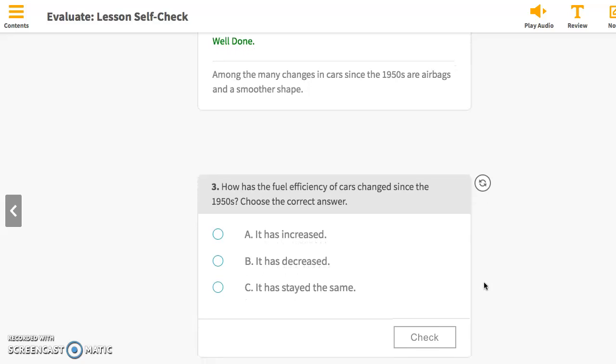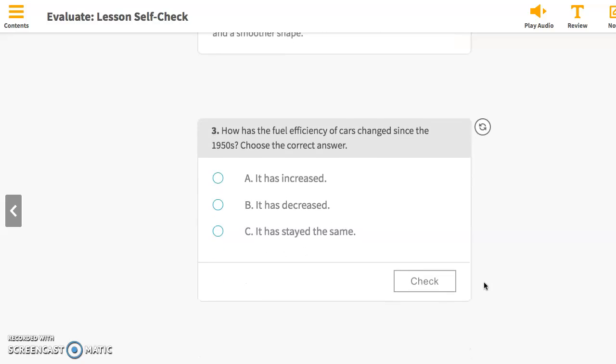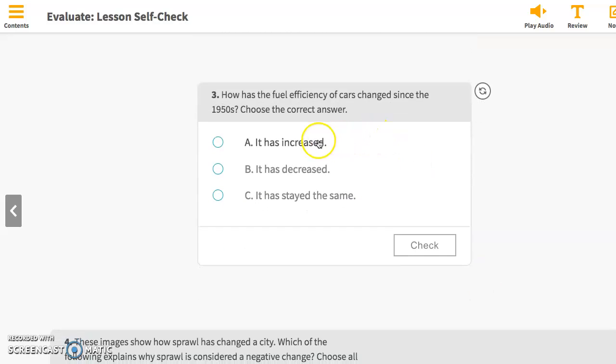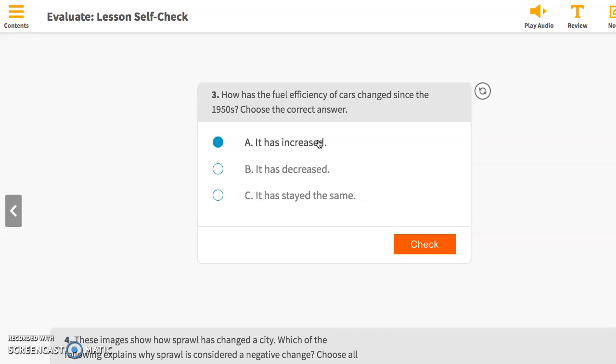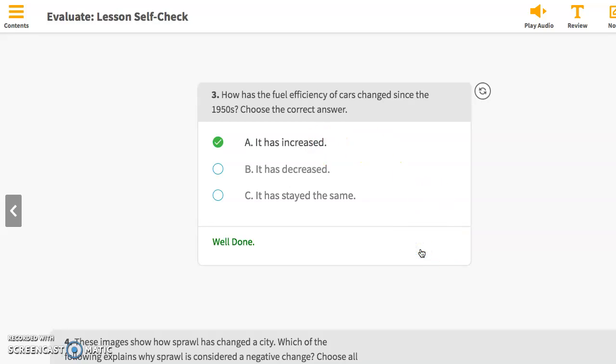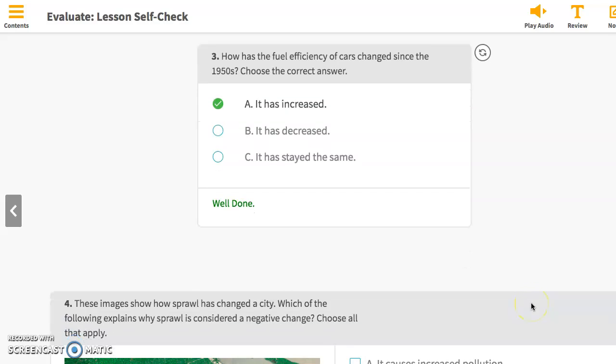How has fuel efficiency changed since the 1950s? More efficiency, less efficiency, or it stayed the same? Well, they wanted to be able to drive further, so the fuel efficiency has to be better.